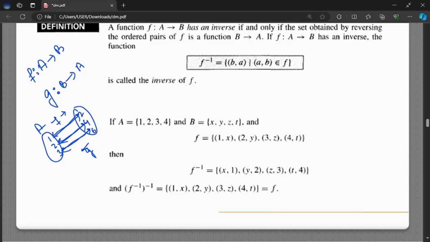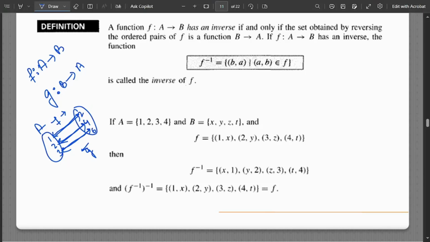Okay. So a function f from A to B has an inverse if and only if the set obtained by reversing the order pairs of f is a function from B to A. So if we reverse the ordered pair AB and write BA, the set of all BA such that AB are in f, then that set is called the inverse of the function f.